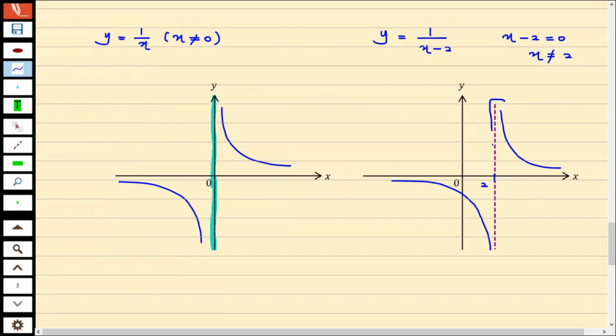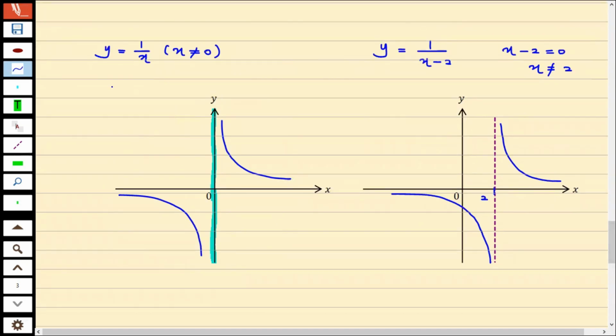Understand, guys? See, the graph won't touch the particular line over here. Understand? So this is called reciprocal. Okay, guys, actually this is y equals x to the power of negative 1, right? Can you see the power is negative 1, right?